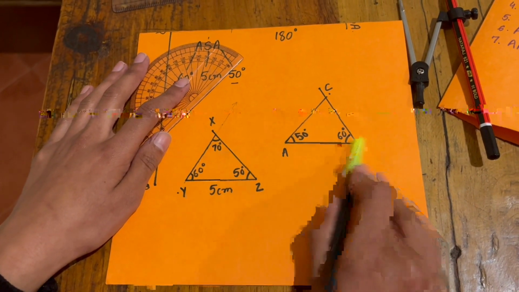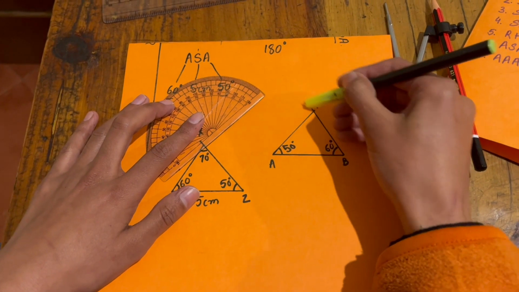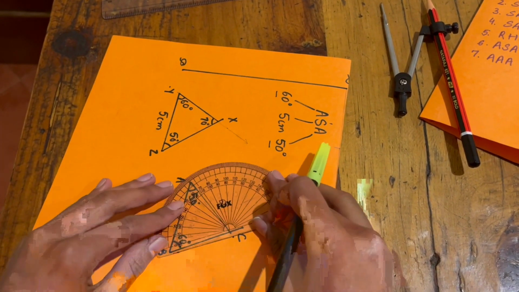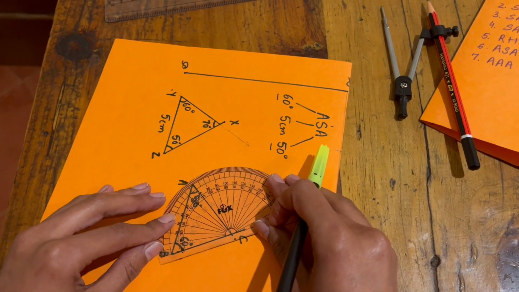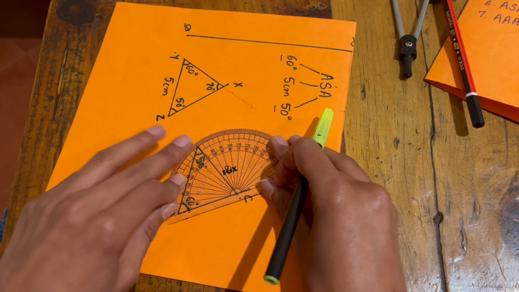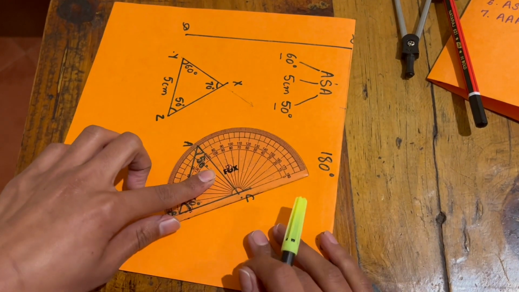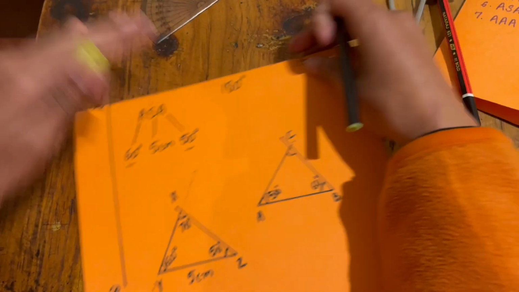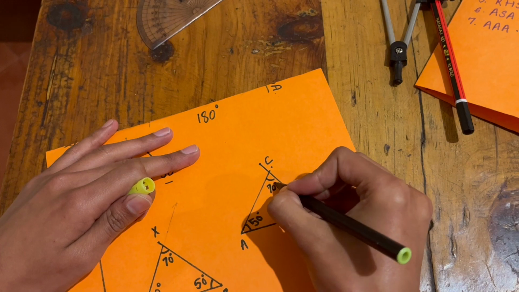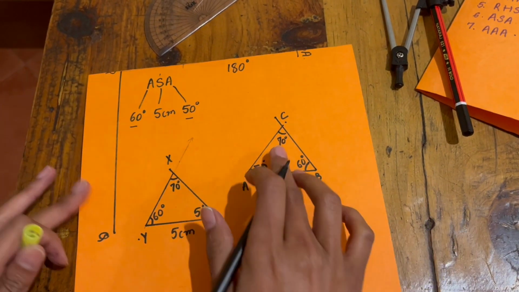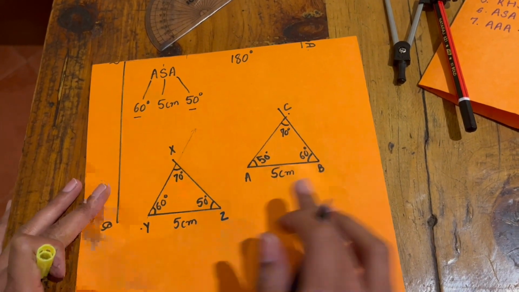So we drew our two angles and we have this side, we have this point C. From here we need to see if the third angle is 70 degrees, which in fact it is, as you can see. So we know that the three angles are congruent and one side is congruent.